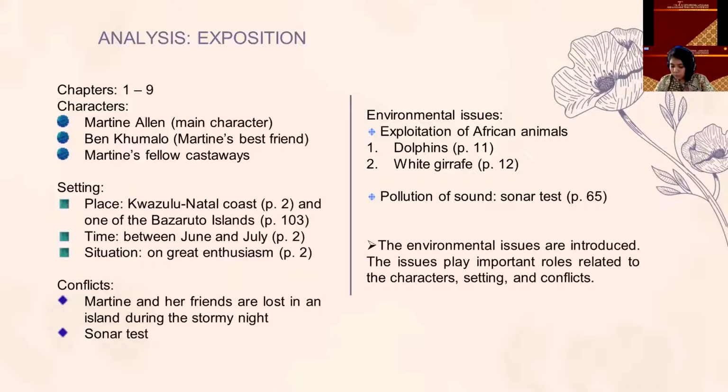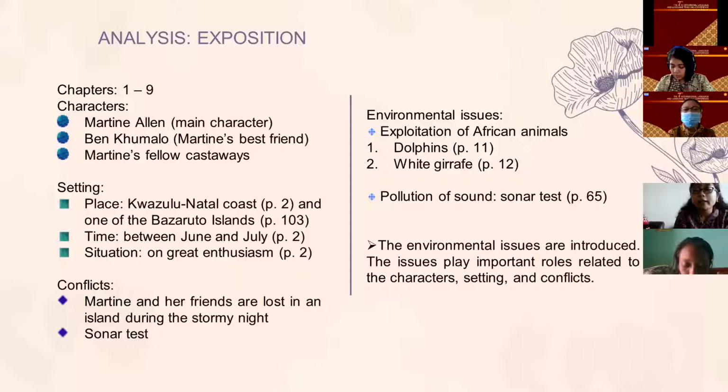We observe that sonar test is raised at this beginning stage. And we also see that the environmental issues are exploitation of African animals and then pollution of sound. The African animals themselves are dolphins and white giraffe, and the pollution of sound raised is sonar test. Here we also see that these issues play important roles related to the character, setting, and conflicts. So the issues support how the character, setting, and conflicts behave or contribute towards the development of the plot.